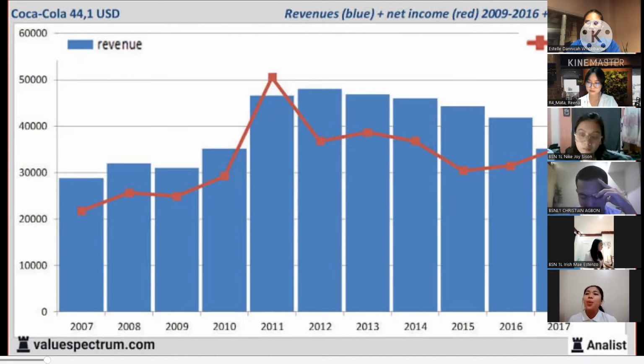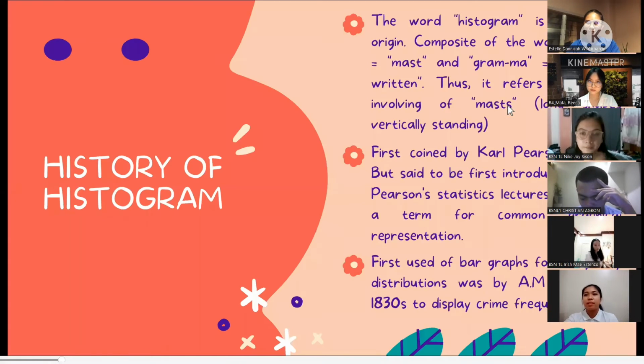But do you know what graphical representation is being used when tracking sales? How does it differ from a bar graph? All these questions and more will be tackled in our discussion today. Now first, let us know the history of histogram. Next slide, please.